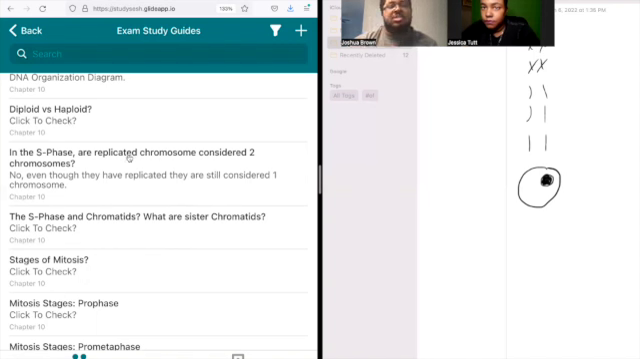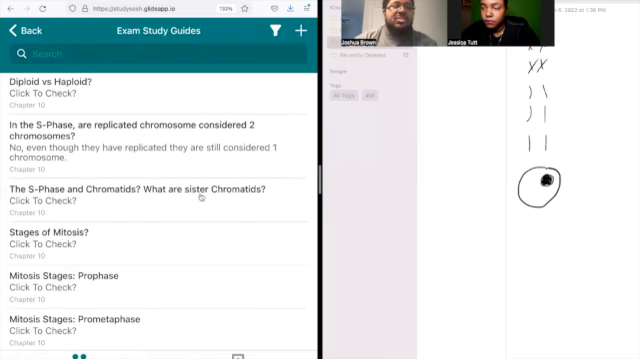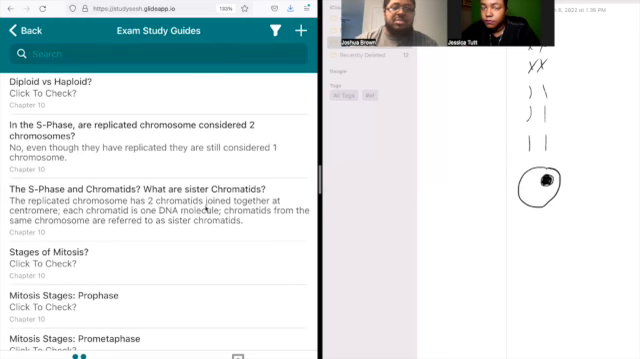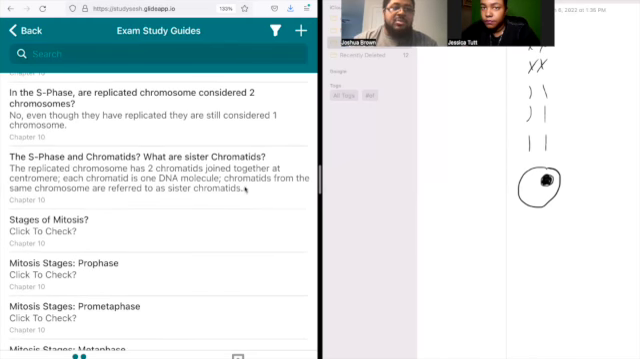We're talking about mitosis now, but in meiosis, there's a point where they stop being called sister chromatids, and we'll get more into that later. So, the S phase and the chromatids: what are sister chromatids? We were just talking about that. The replicated side is called a sister chromatid. They are identical.